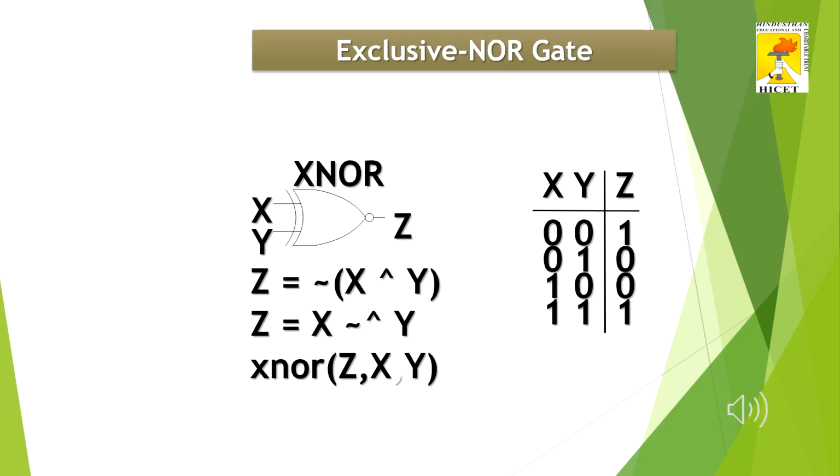So this is the truth table for the exclusive NOR gate. See the truth table, 0 and 0 gives 1, 0 and 1 gives 0, 1 and 0 gives 0. If the two inputs are equal, then I will get the output as 1. This is the symbol for the XNOR, that is equal to negation of X XOR Y. Okay.